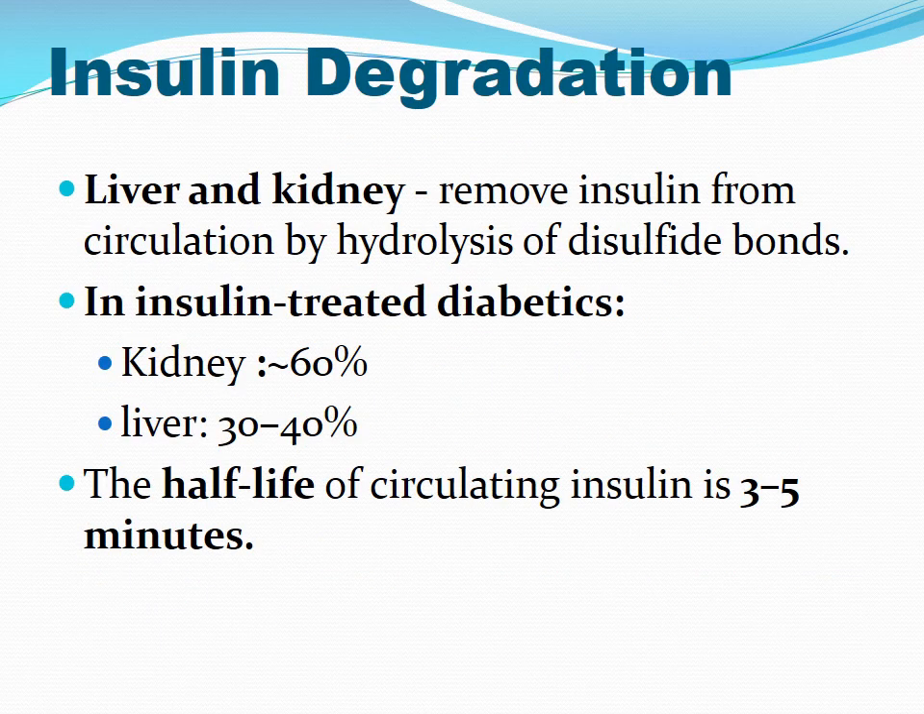Insulin degradation. Insulin is destroyed or metabolized in the liver and kidney by the hydrolysis of the disulfide bonds which connect the two chains of insulin, A and B. In insulin-treated diabetics, the kidney removes about 60%, while the liver removes 30 to 40%. The half-life of circulating insulin is about 3 to 5 minutes.